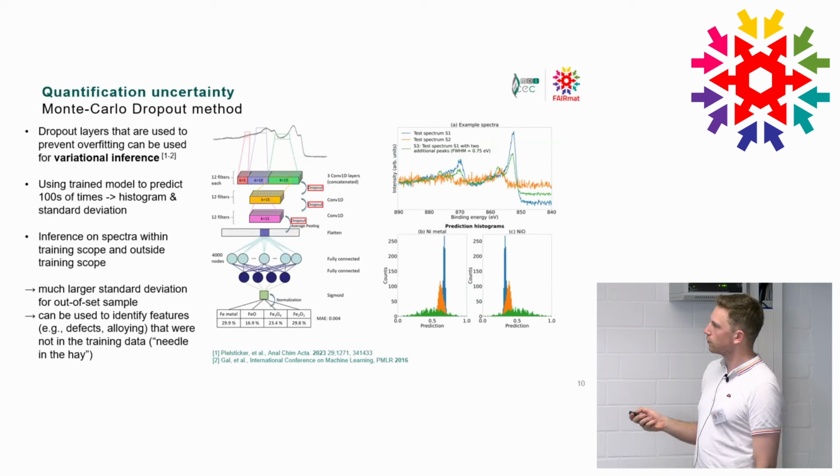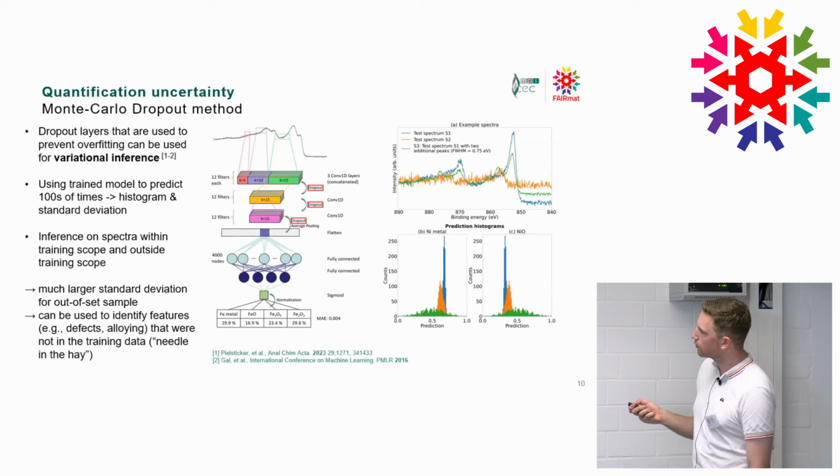But then if we go to this yellow spectrum, we see that we have a lot of noise, and this essentially means the neural network has a harder time analyzing this. We also see that the prediction histogram gets a bit broadened, and essentially the neural network gets less certain about its prediction.